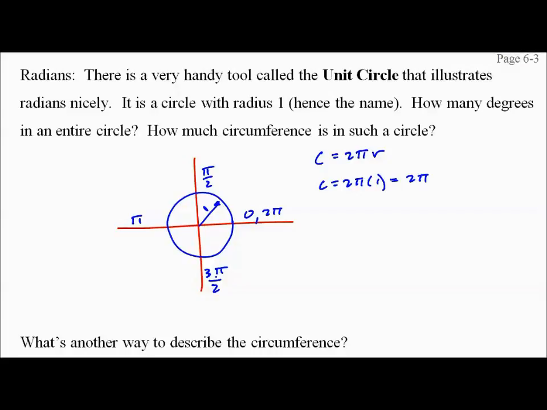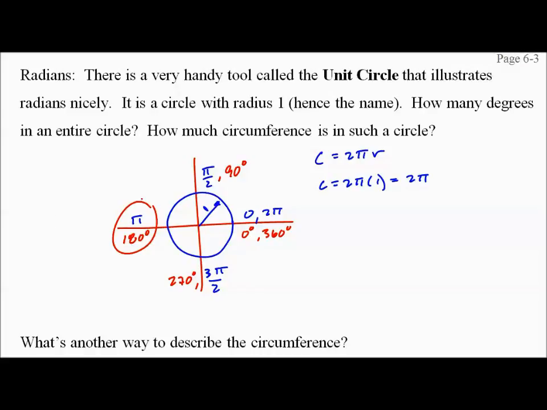So, if you were to match that up with degrees, and they are the same type of measure, how far around the circle are we going? This would be 0 and 360 degrees. This would be 90 degrees. This would be 180 degrees. And this would be 270 degrees. Keep that in mind. We're going to come back to this and really hammer the heck out of it. So that's a circumference in radians.